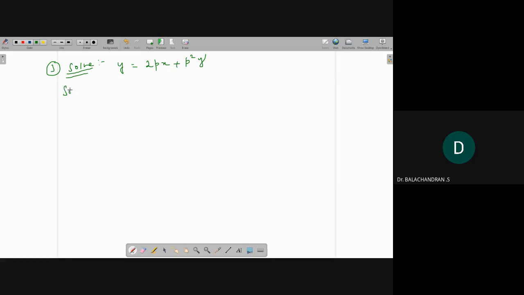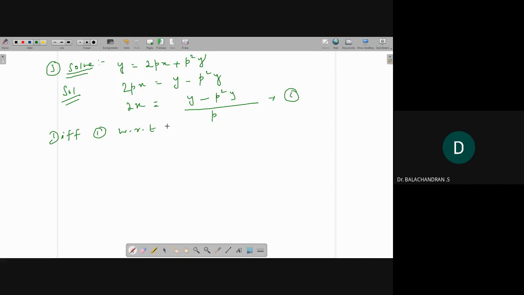So 2px equal to y minus p square y. So 2x is equal to (y minus p square y) divided by p. Now I call this 1. So differentiate 1 with respect to y. You get 2 into dx by dy. So u by v method.